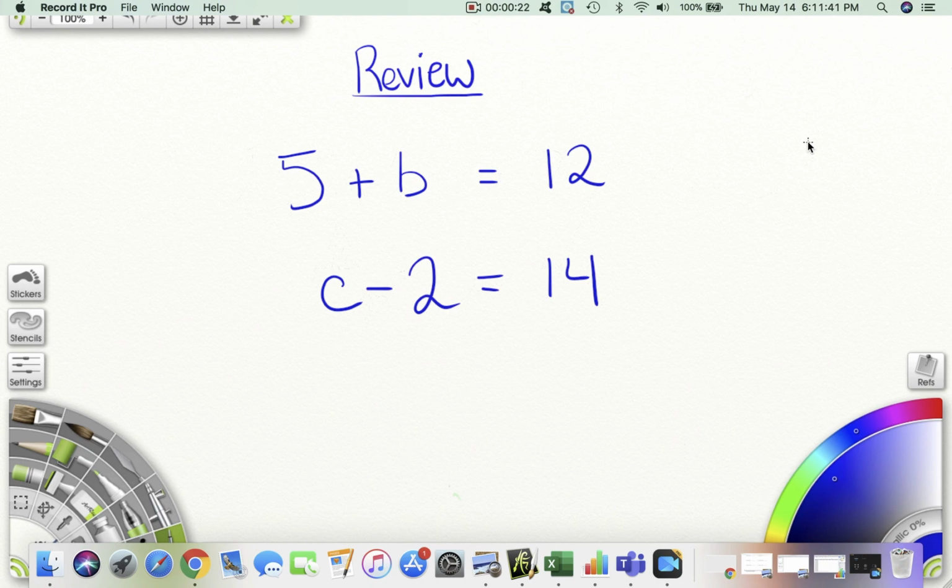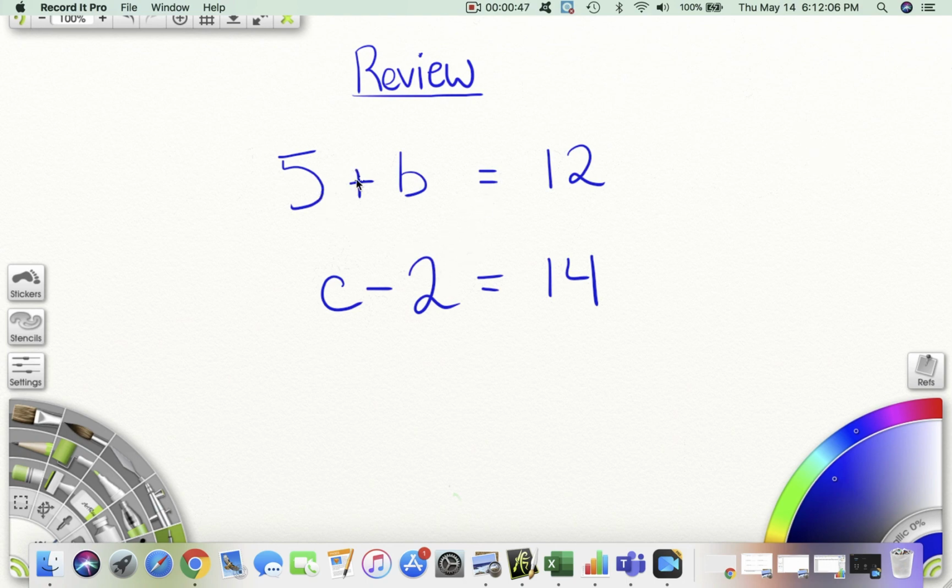What we're going to do today is a review of the algebra that we've been working on. And then we're also going to go into the next step. So we've done addition and subtraction and finding out what those letters stand for in algebraic problems. Now we're going to go into multiplication and division. So let's do a review first and foremost.